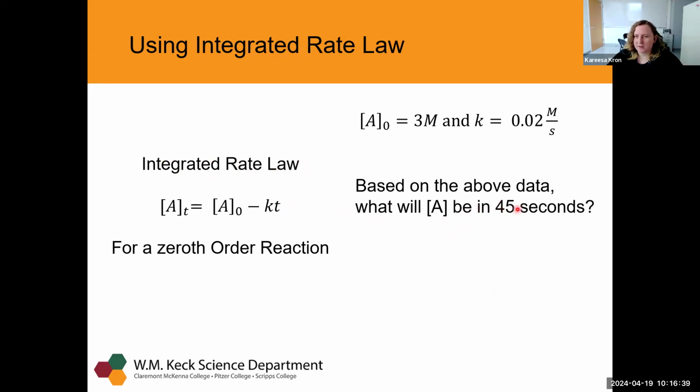So as a sample, if you want to calculate the concentration at 45 seconds, you can just plug it into this expression. This is a sample calculation that you can try by yourself and that we'll practice more in class. Based on the above data, what would A be in 45 seconds? What you would plug in here is that your concentration at 45 seconds is going to equal 3 molarity minus 0.02 moles per second times 45 seconds.